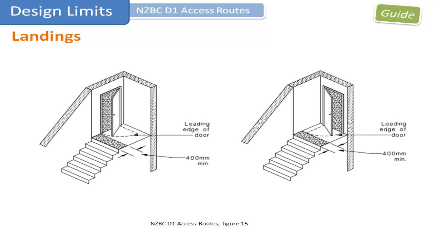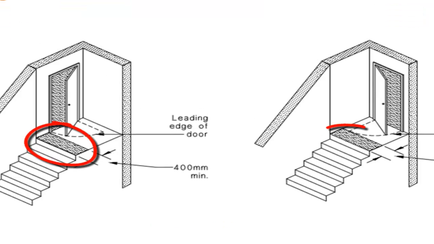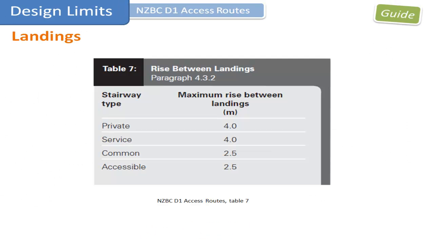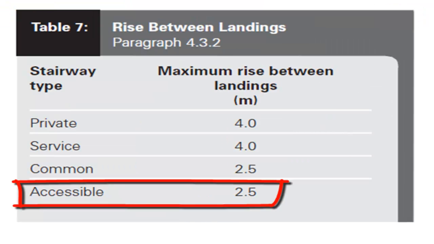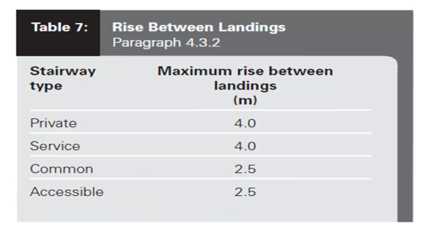Note the special requirements for landings in section 4.3. This example shows a minimum clearance required between the opening door and the first tread. Table 7 shows the maximum vertical height required between each landing based on the stair classification. This means a flight of stairs cannot rise more than 2.5 metres without a landing.